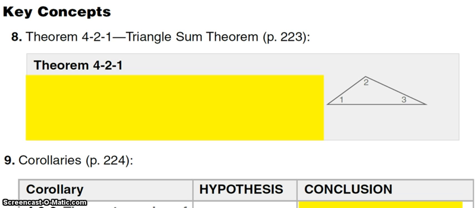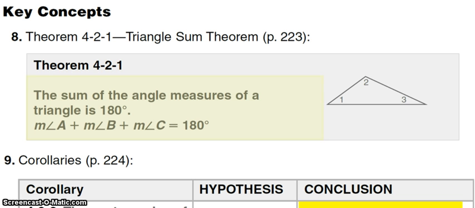Here are some key concepts. The theorem 4.2.1, triangle sum theorem. It states that the sum of the angle measures of a triangle is 180 degrees. So with the diagram to the right here, we'll have measure of angle A plus the measure of angle B plus the measure of angle C equals 180 degrees. Go ahead and write that down.